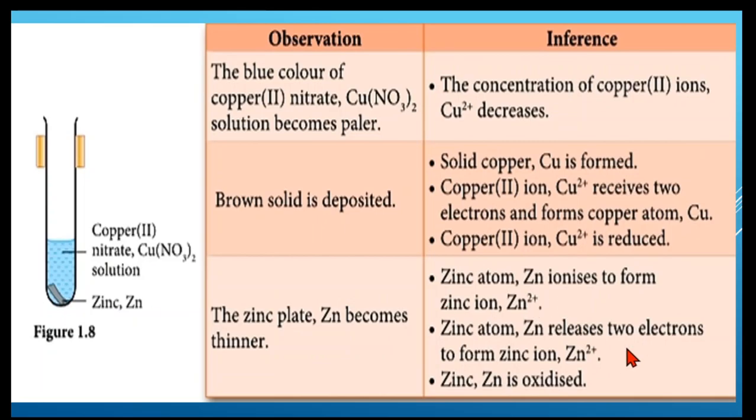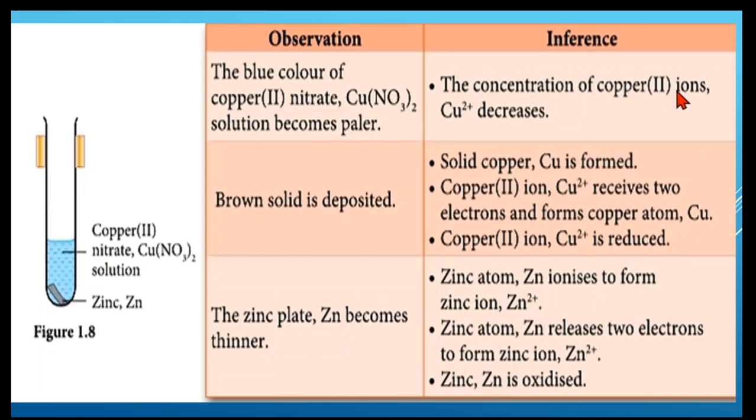Okay? So the electron yang zinc release tadi itu, yang 2 itu, will be received by the copper ion yang dalam solution itu. Cu2+ itu, dia receive 2 electron from the zinc. So, bila dia receive electron, the copper will become solid. So, sebab itu, kita akan nampak brown solid deposited here. So, copper ion berkurang sebab dia terima elektron daripada zinc dan dia keluar menjadi solid.